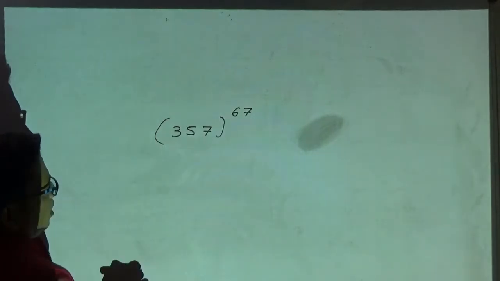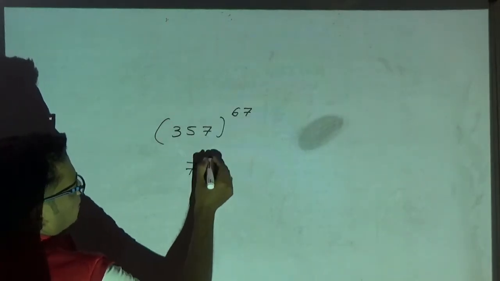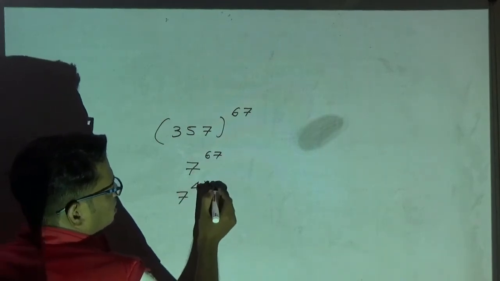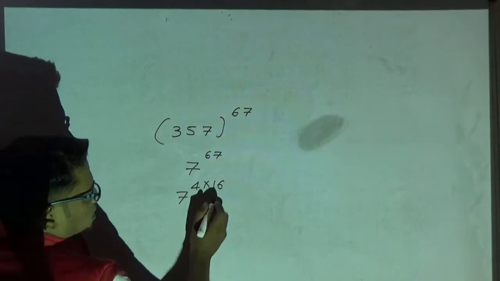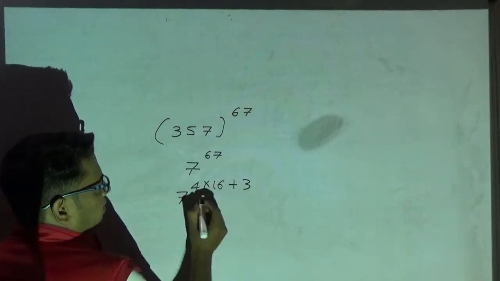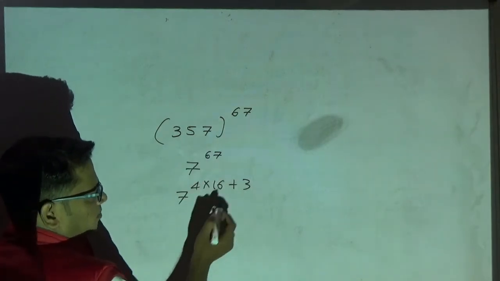Now you observe. In the numerator, 7 power 67 is there. So I will split in terms of 4 only. 16 fours are 64, but what am I having in the numerator? 67. Therefore I will do plus 3 here. 64 plus 3 is 67. So 67 is written as 4 into 16 plus 3.